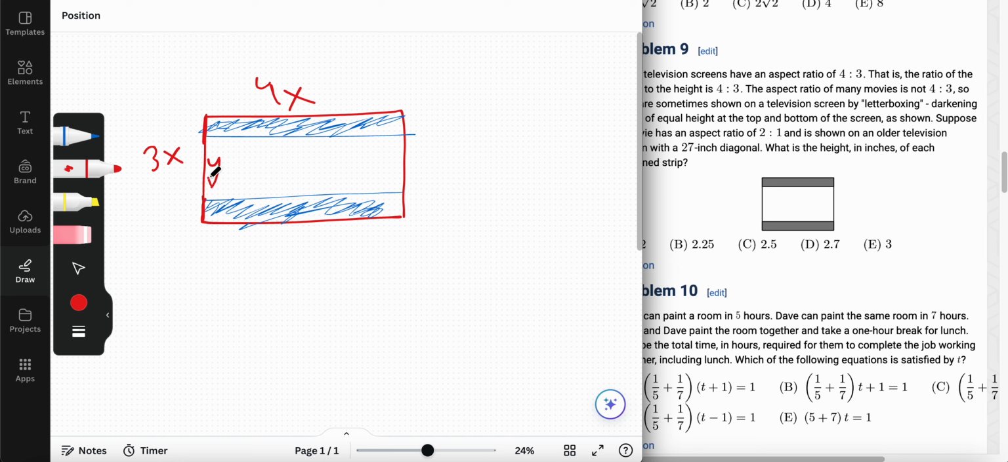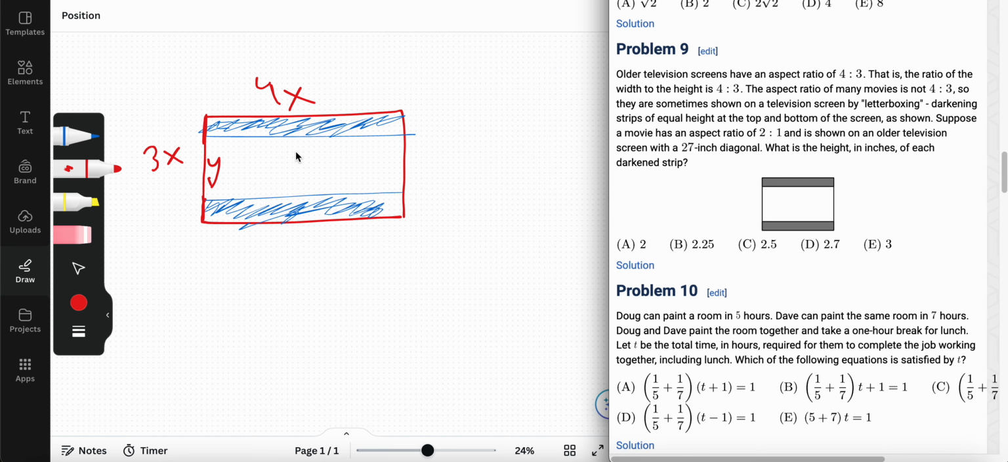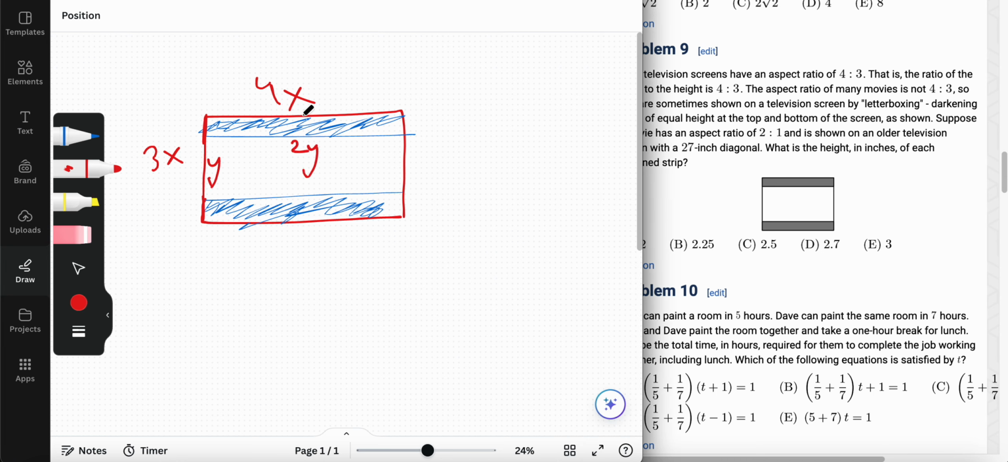We'll just call this y. And then the width is 2y, because these are ratios. These are not the actual lengths. Like this is not 4 for sure. This is just a ratio. So that's why I use x and y. Okay, 27-inch diagonal.